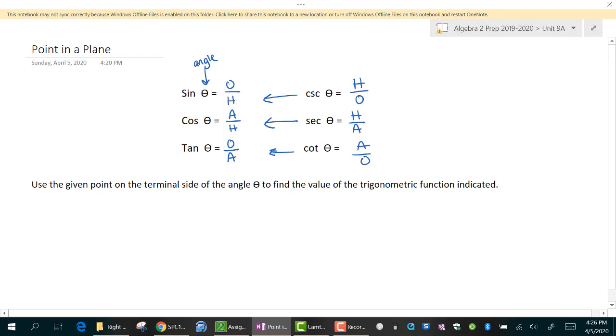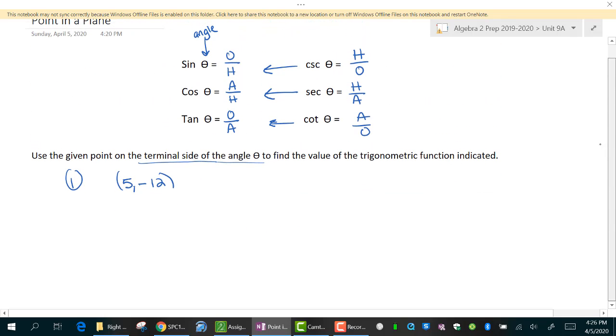So point in a plane typically gives you either a point on a coordinate plane drawn in a graph or just the point. So we're going to do a few examples where I'll give you the point, we're going to draw the graph, and then come up with the sine, cosine, tangent, and then cosecant, secant, and cotangent. It says use the given point on the terminal side of the angle theta to find the value of the trigonometric function indicated. The first one we're going to start with is 5, negative 12.